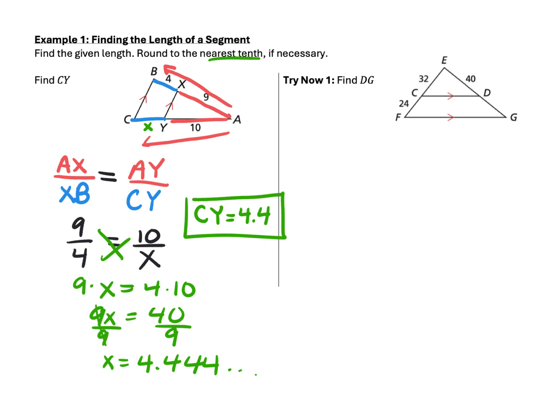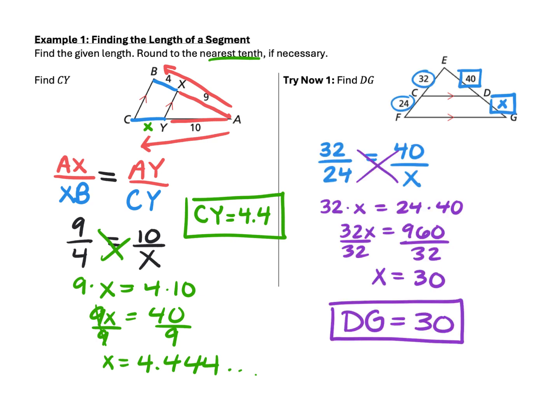And there's definitely more than one way that you can set up your proportion. Like, for example, I could have gone the other way and said 4 over 9 equals X over 10, and I would still get the same answer. The way I wrote it the first time, though, is the way that matches the proportionality theorem in your notes. Go ahead and try the try now on your own. This one should divide evenly, so you won't have any decimals in your answer. Please pause the video now and calculate the length of DG.